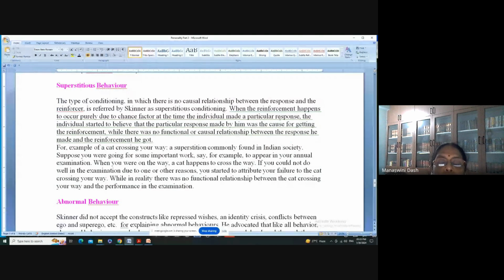Okay, so just due to chance factor, something is present and reinforcement is given to the individual's behavior. The individual thinks or believes that the thing which was present at the time of getting reinforcement caused the reinforcement. For example, a cat crossing our way.